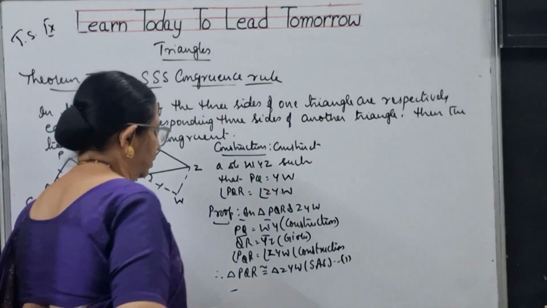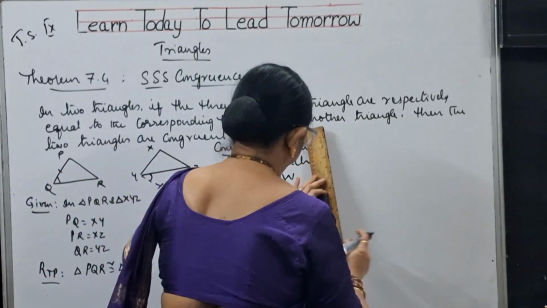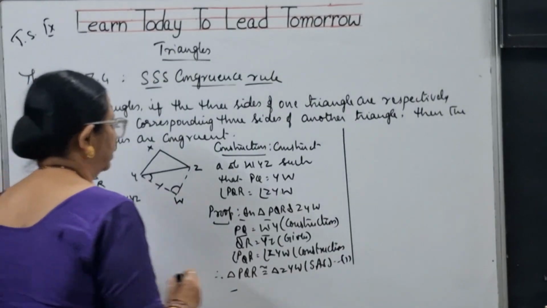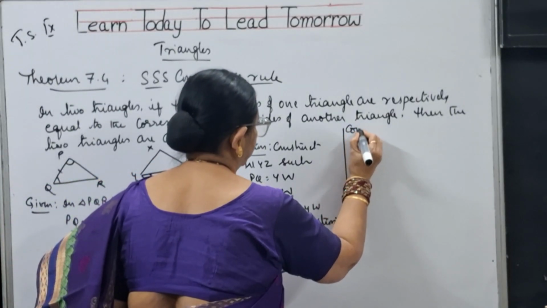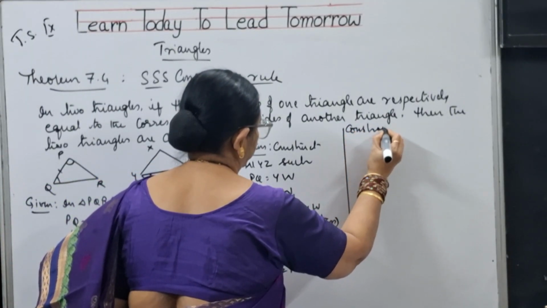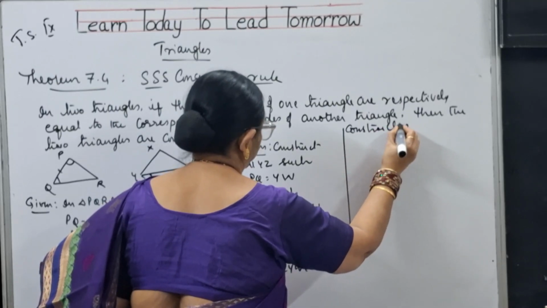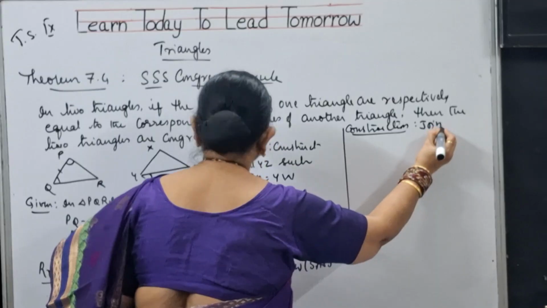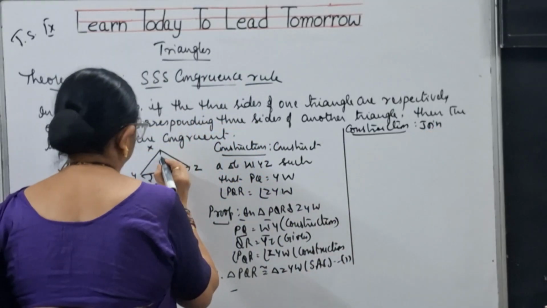Now, let us continue. Now, there is another construction, children. That is, you have to join X and W.